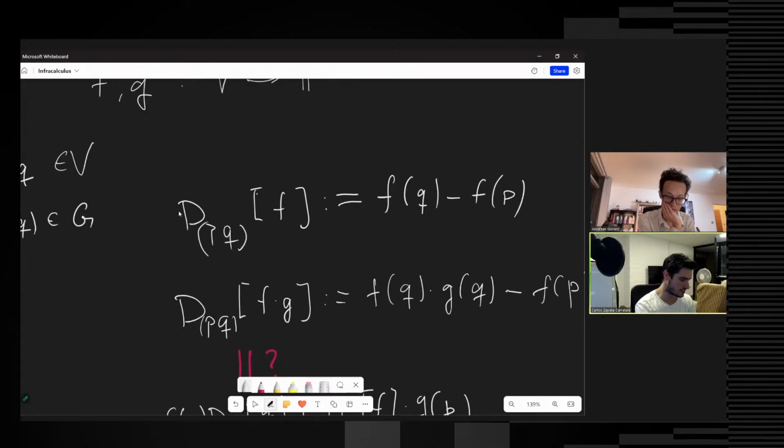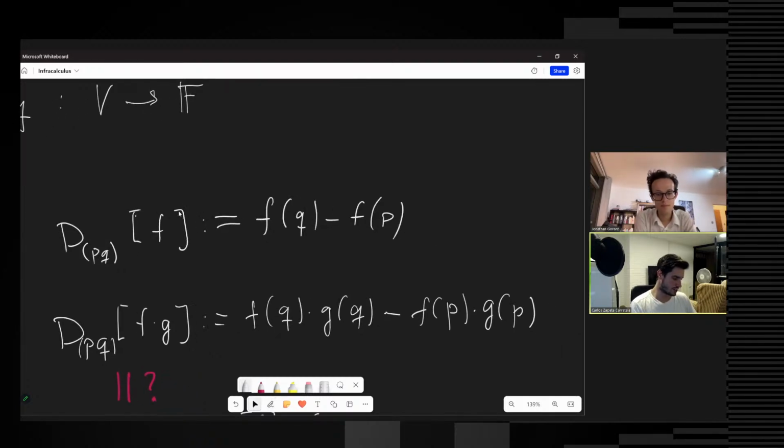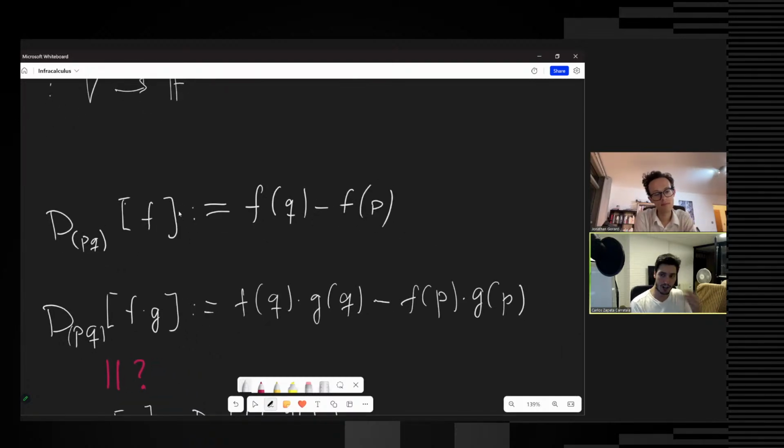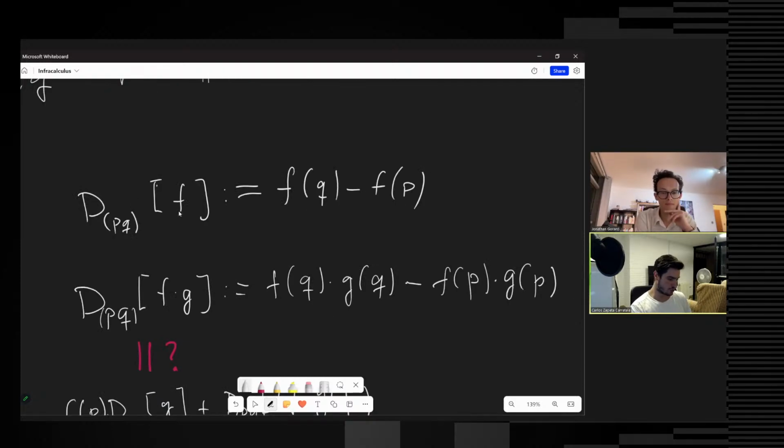So what is the directional derivative? You have to provide the information of a point and a tangent vector. In this case, because the tangent vector already has the information of the point, I don't need to specify more. So I write it like this: PQ, the vector going from P to Q, of the function f is defined as the difference of f at Q and f at P. No mysteries there. The directional derivative of the product of two functions, since you can do the point-wise product of functions, is defined by taking the value there: Fg at Q, Fg at P, and take the difference.